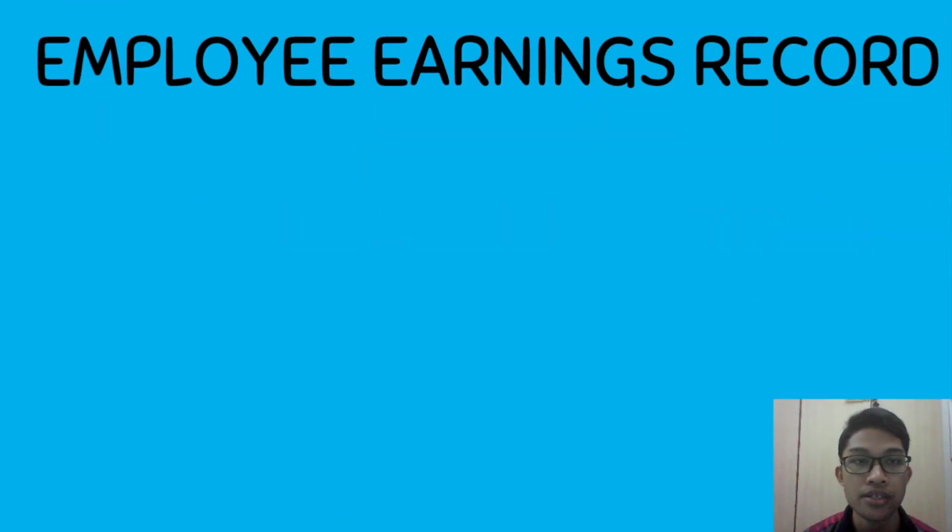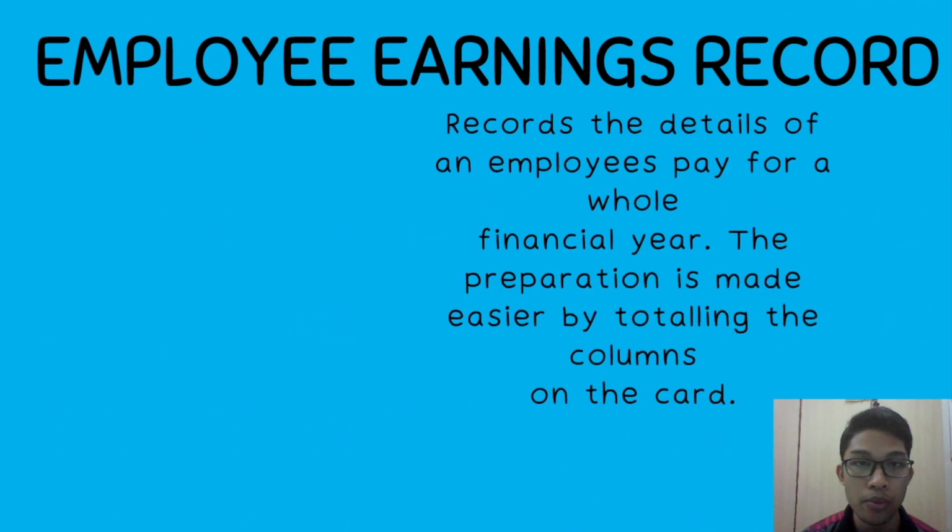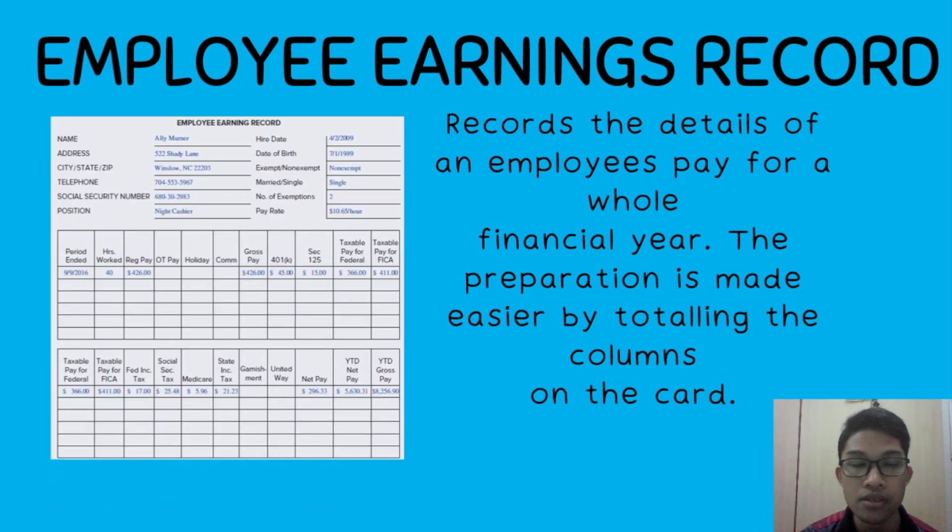For the 6th document, it is an employee earnings record. An employee earnings record is to record the details of an employee's pay for a whole financial year. The process is made easier by totaling the columns on the card, instead of having to refer to the payroll register for each pay period to verify how much each employee has been paid. This is an example of an employee earnings record for the name of Ellie Murder. You can see there is a period ended, hours worked, and the gross pay. There are a lot of columns, and it is easier to total the columns on the card.